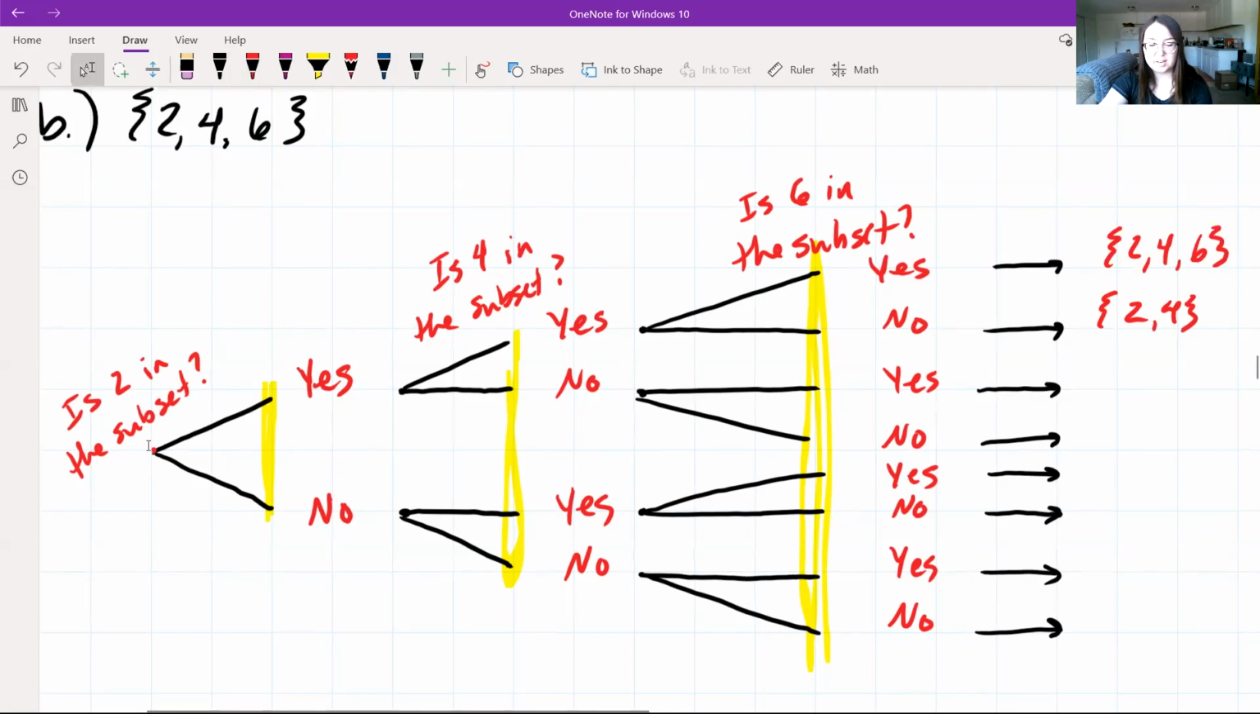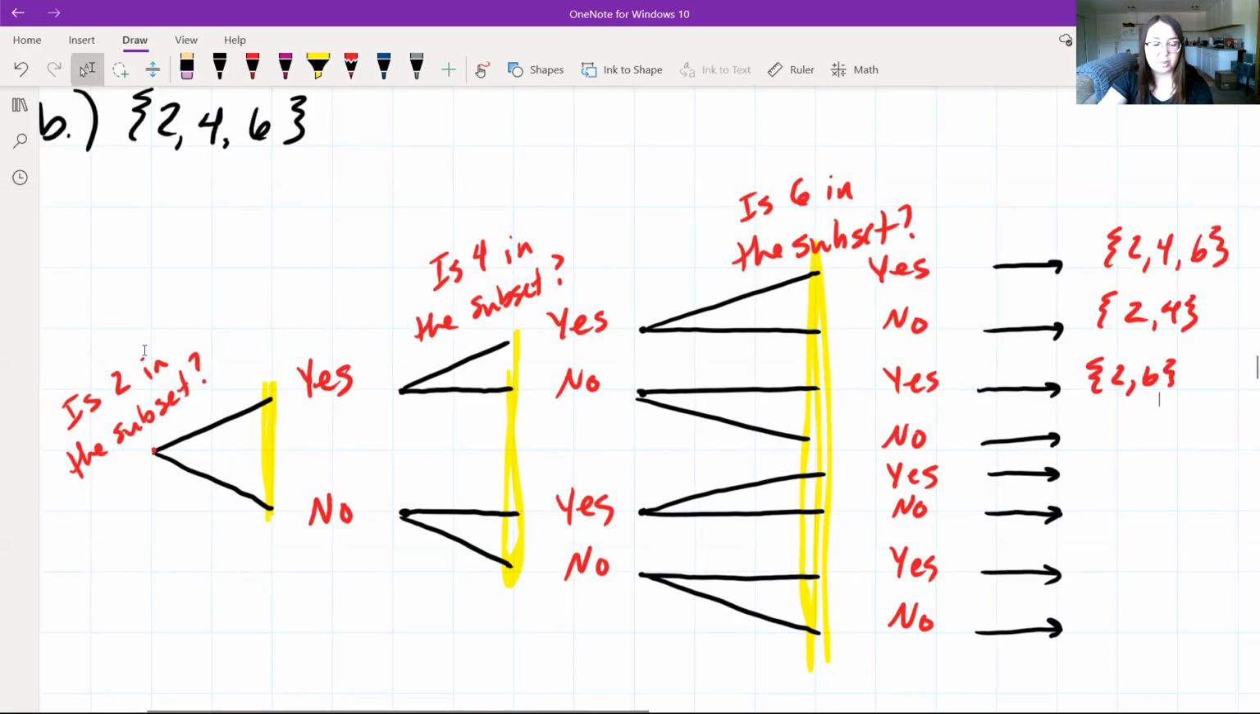So we can do this again. Let's think about, is 2 in the subset? Yes. Is 4 in the subset? Well, let's go with no. We haven't really explored these branches, so we're going to say that 2 is in the subset, but 4 is not in the subset. Is 6 in the subset? Okay, well, let's say yes, which in this case, our subset would be 2 and 6.